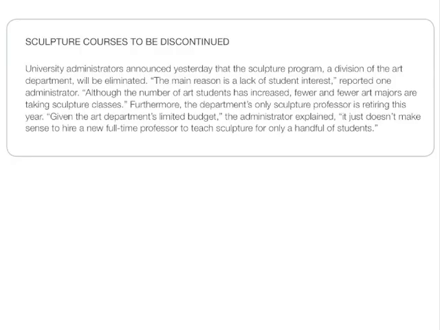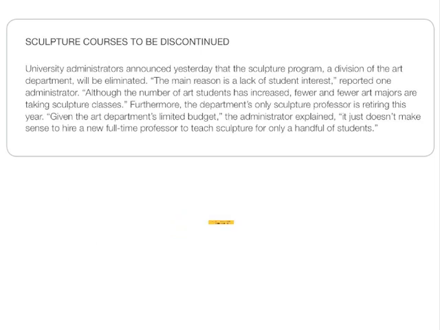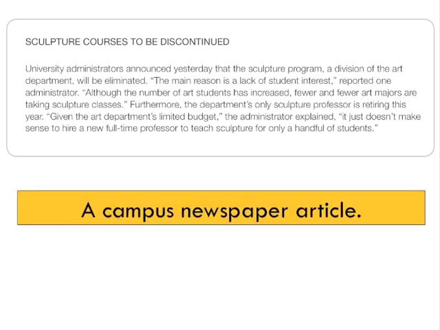So as we go back and look at the reading passage, you will notice that it has exactly 5 sentences, and looks like something you would see from something around campus. Now, do you remember what kind of reading this information would be found in? It was mentioned right at the top of the activity. If you said a newspaper, a campus newspaper article, you're correct.